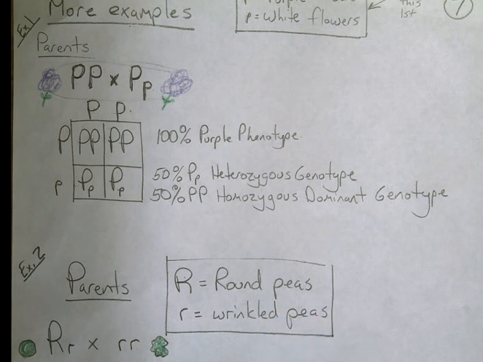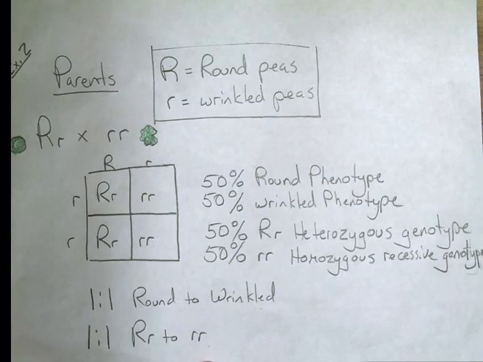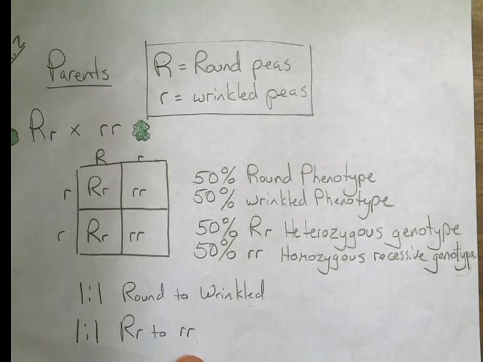All right, here comes the answer. So we have two big R little r's, two little r little r's, giving us 50% round phenotype, 50% wrinkled phenotype. And this ends part two of your genetics notes.